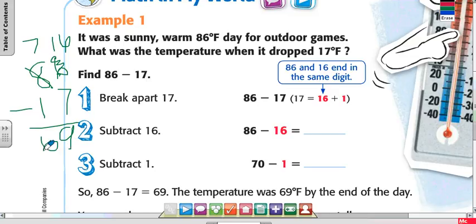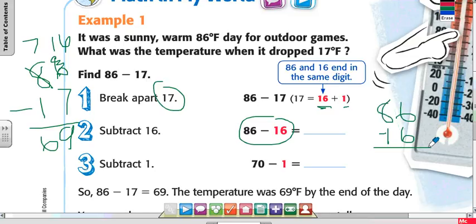Another way to do it, they say step 1, break 17 apart. So they took 17 and broke it apart to 16 plus 1. So they took 86 minus 16. 6 minus 6? 0. And then 8 minus 1 is 7. So 86 minus 16 is 70. And then they took 70 minus 1.